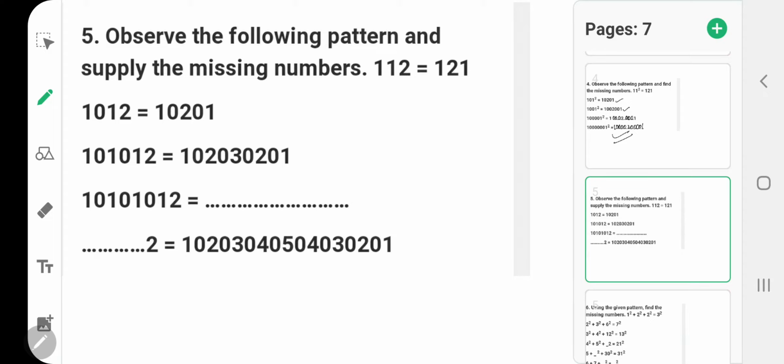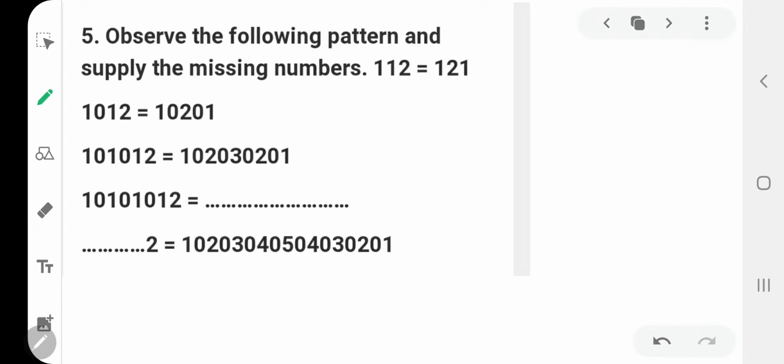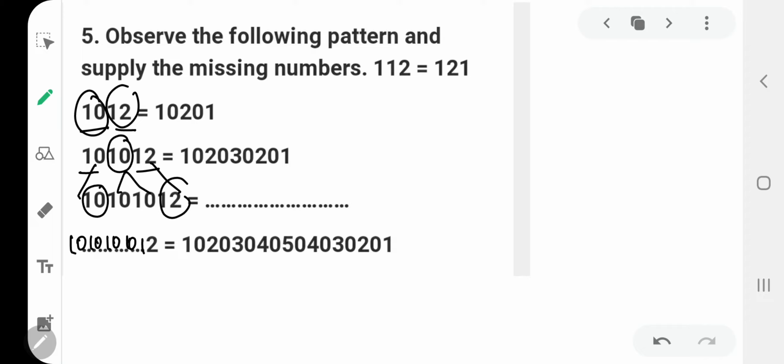Okay. Now again you have to observe the following pattern and fill in the missing number. You can notice what is given. On your left-hand side you have 10, 12. Then you have 10 and 12. These two numbers you have kept aside and between you have put 10. And again 10 and 12 you have kept aside and between you have put two 10s. Now again 10 and 12, I'll keep aside, and between I'll put three 10s. Is that okay? Fine with this?